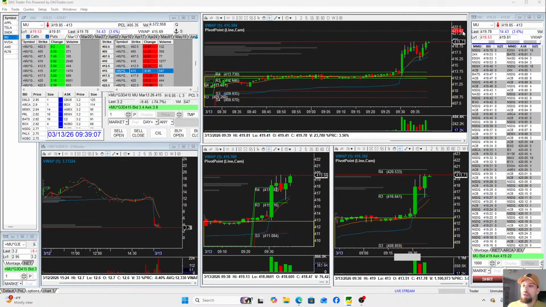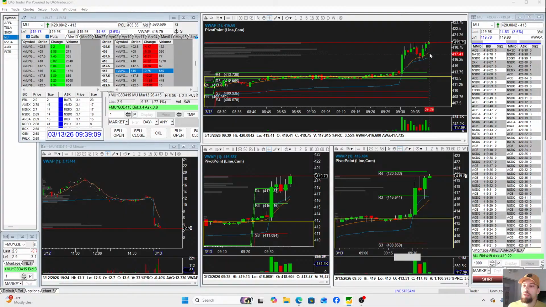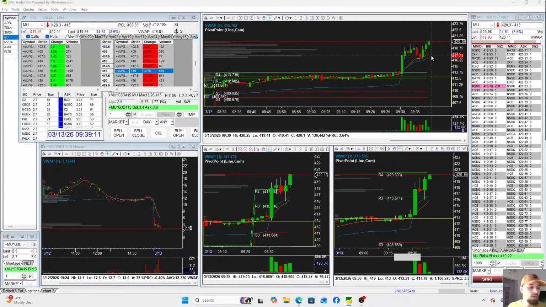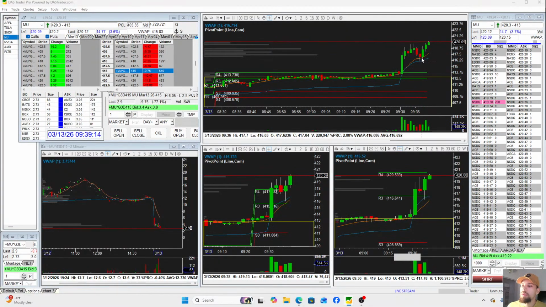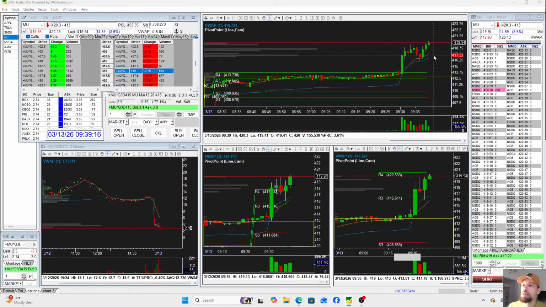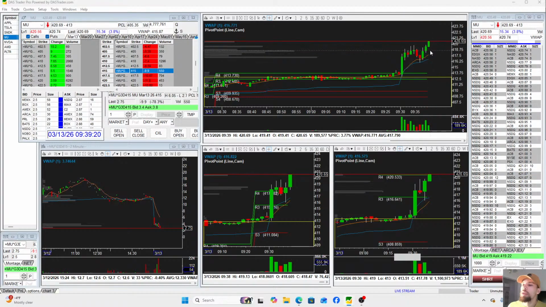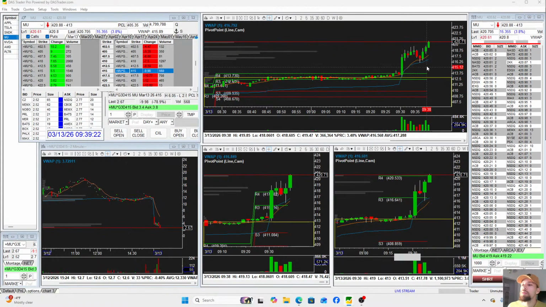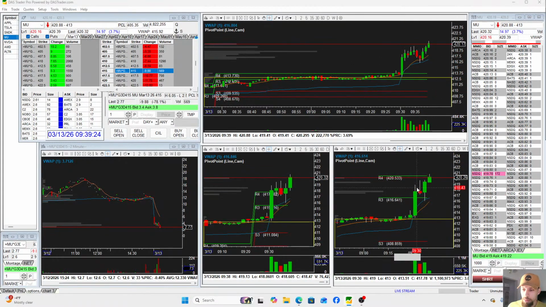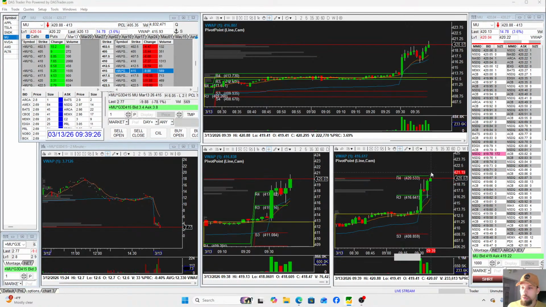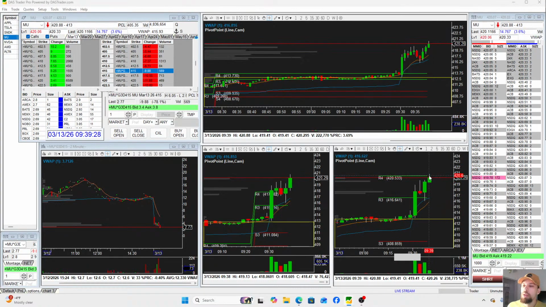That limit order, I think, just got filled here. So 420 got filled. See if it's going to push higher here. Yep, SPY's going up. MU's riding that wave right now. Testing R4 on the 3-minute chart.